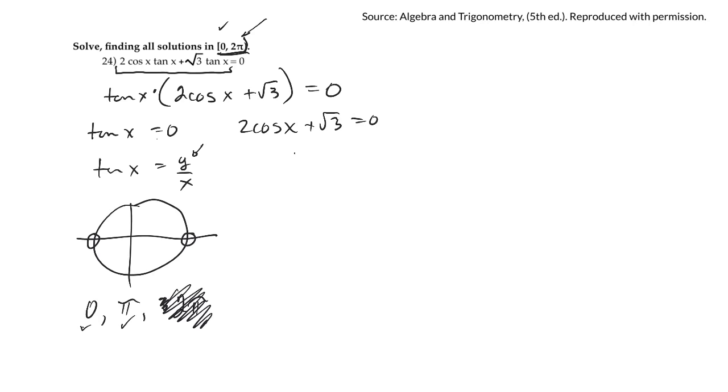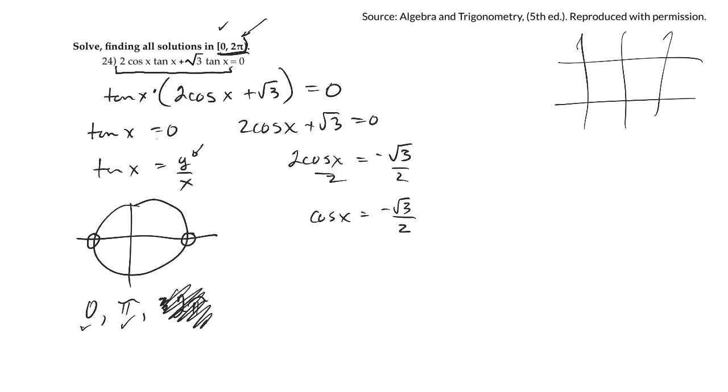Now on the other side, I can move the root 3 to the other side, divide both sides by 2. So I get cos x is equal to negative root 3 over 2. And then that's on my chart. Or if you memorize the triangle, you can figure that out too. But the cos of, let's see, 30 degrees. So the cos of 30 degrees is root 3 over 2. So then notice I sort of disregard that negative while I figure out the reference angle.